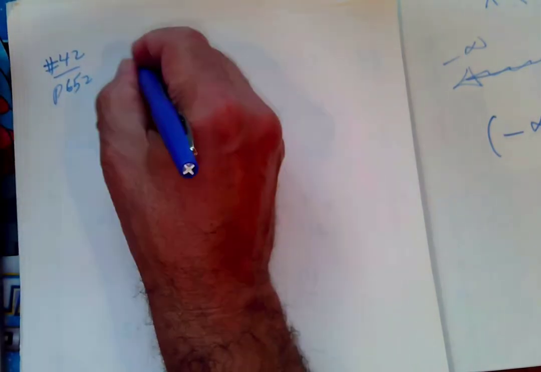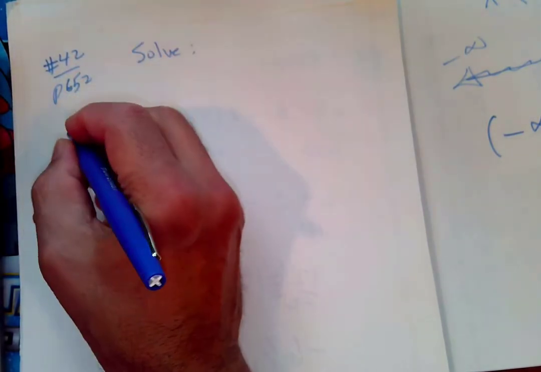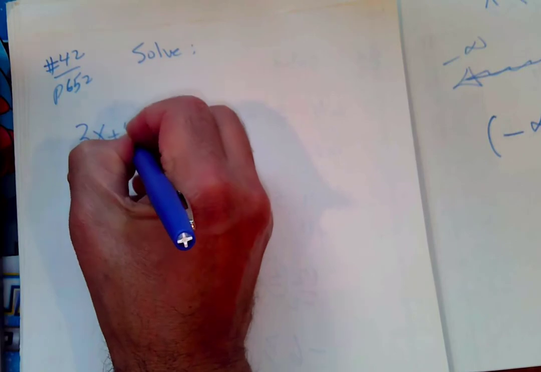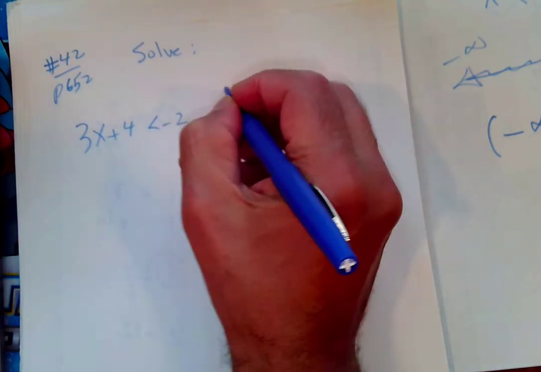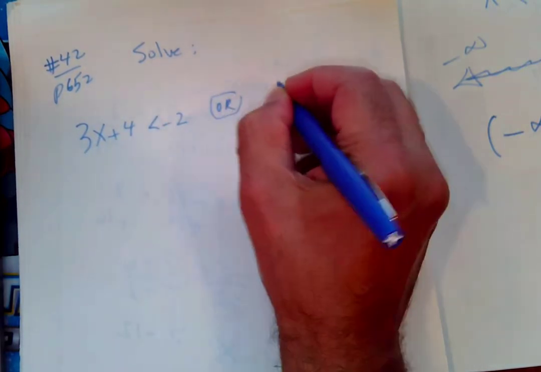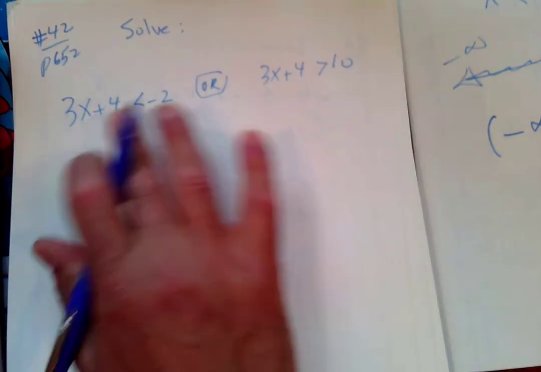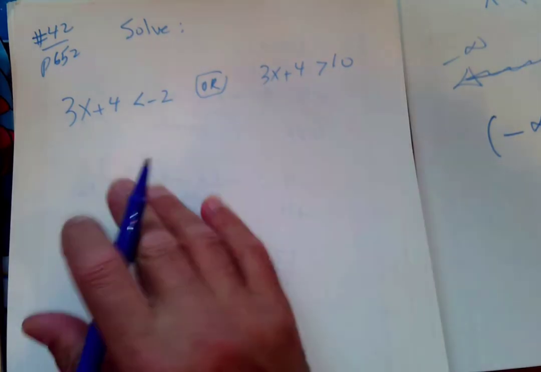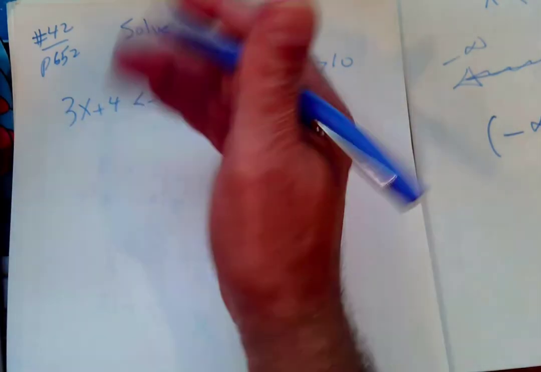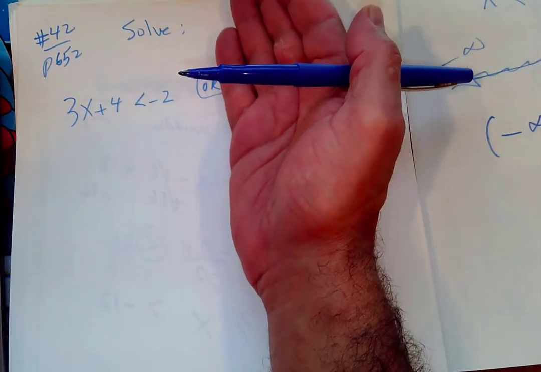Number 42, page 652. We have to solve the OR compound inequality: 3x + 4 is less than -2, or 3x + 4 is greater than 10. When it's an OR, leave it split up. Don't try to put it together, okay? We want to work out the two problems independently.